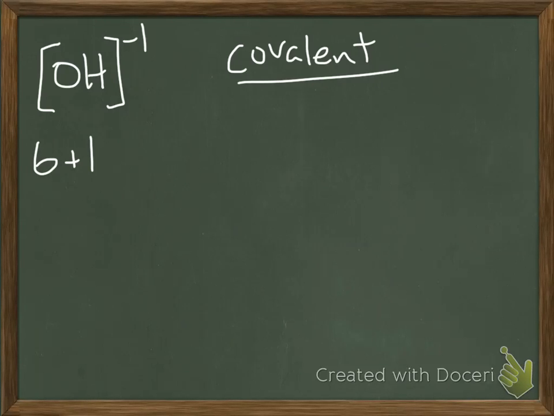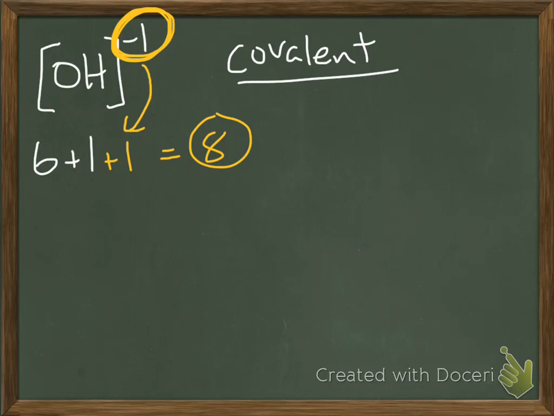Now, take a look. It's an ion. Charge of -1. What does that mean? Charge of -1 means that we have gained 1 electron. Remember, when you gain electrons, you get more negative. So if we've gained an electron, we have to show that in our electron count. So we've got to add 1 more for a grand total of 8.